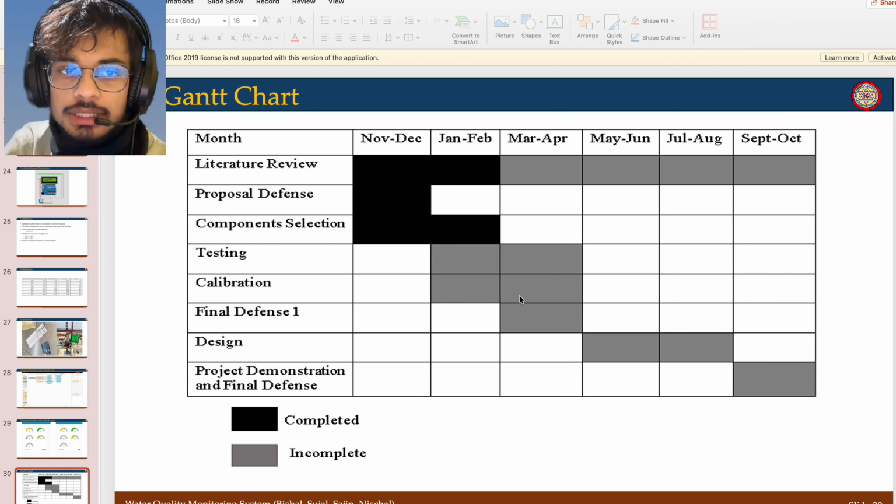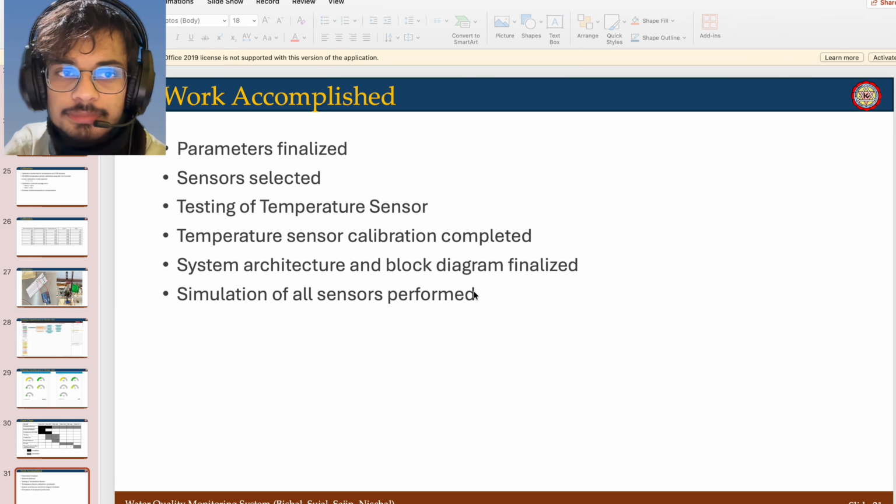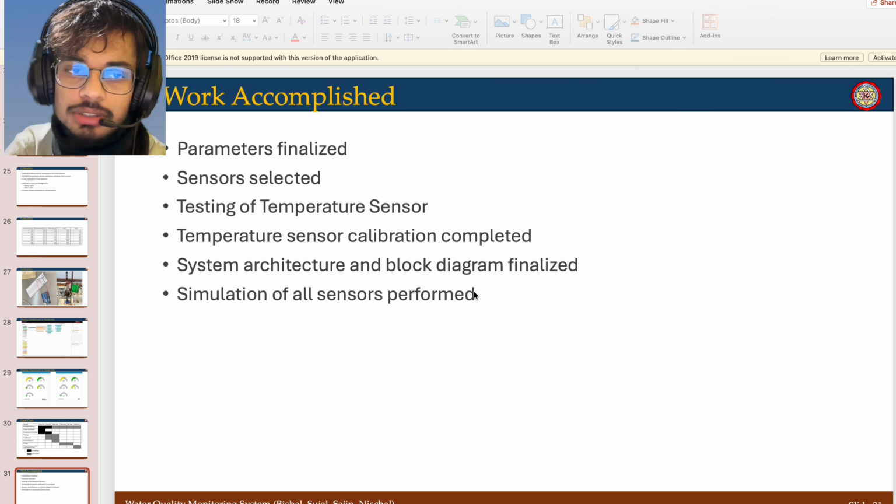This is the Gantt chart we have done so far. This needs to be updated, because the final defense is going to be held first. Accomplished: parameters finalized, sensors selected, testing of the temperature sensor is done, temperature sensor calibration is also completed, and architecture is finalized.